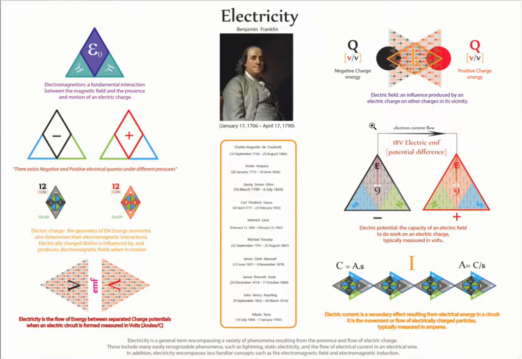Accordingly, we can also separate static fields into positive and negative charge fields, and the energy within those separated charged fields is known to us as voltage, or electromotive force, or potential differences. When we separate the electrostatic and magnetostatic fields into charged fields or voltage sources, we can connect these voltage sources via a conductor to create a flow of electrical energy, or electricity, within the circuit.